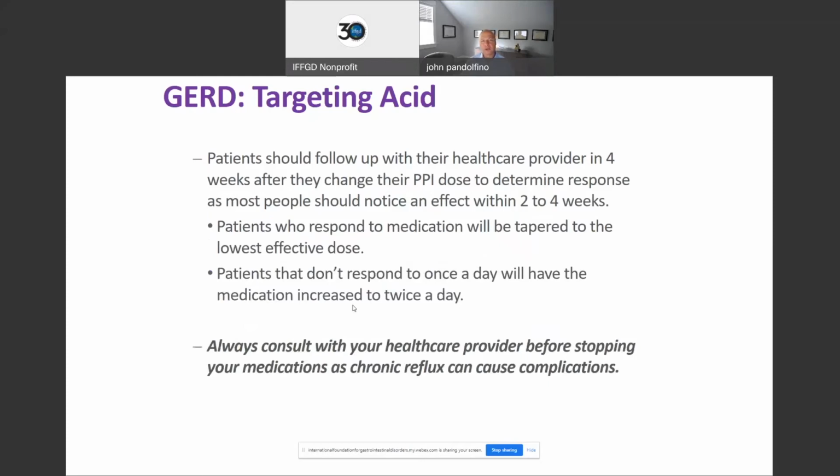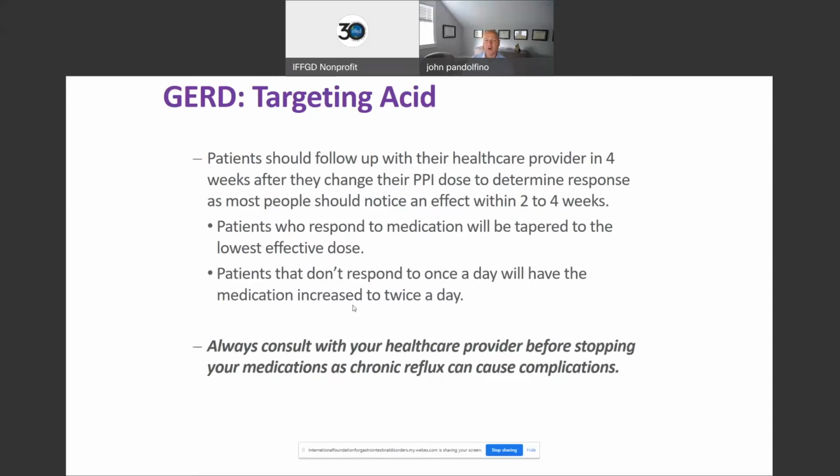Now, it's really important to make sure that patients follow up with their healthcare provider in 4 weeks, because most people will notice an improvement in their symptoms. And if they're not really improving in 4 weeks, you can use that opportunity to stratify or augment them in terms of their PPI dose and try to improve their compliance and adherence to that dose.